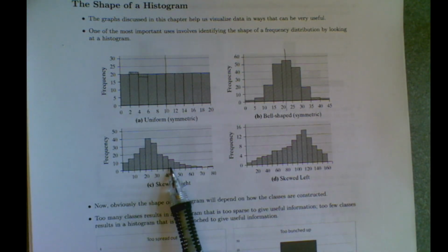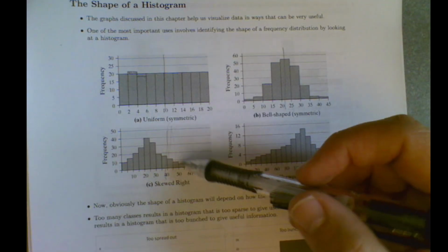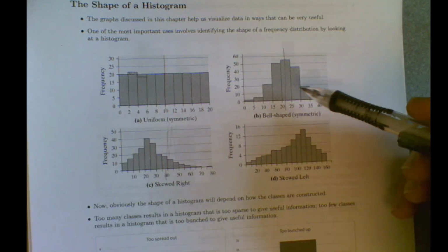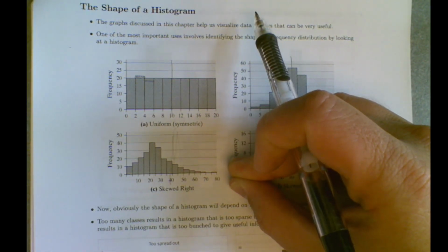These are not symmetric distributions. If you folded the graph in half, the two halves would not match up. So these are not symmetric. We call this one skewed right because it looks like you took a bell-shaped distribution and then pulled on the right-hand side. Okay, so we call it skewed right.